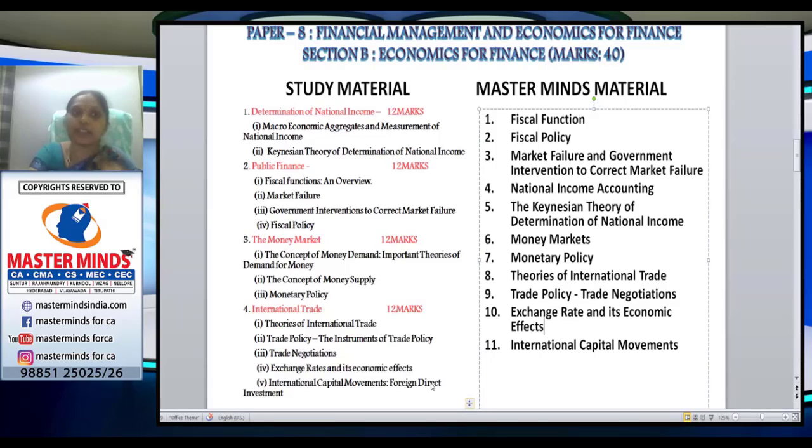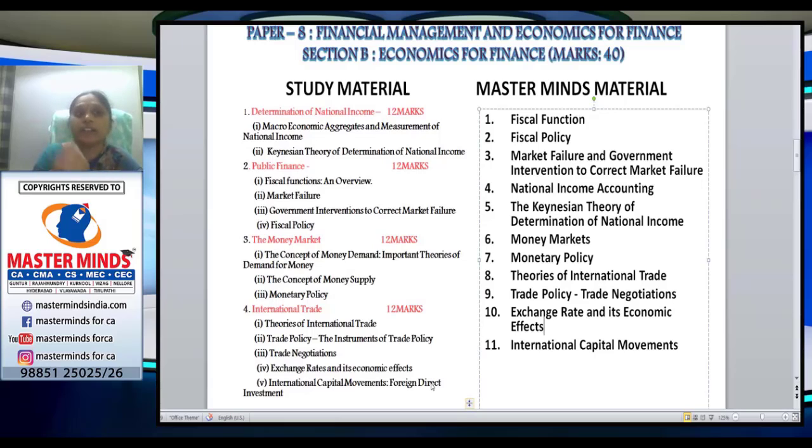That's it. The first chapter in our board material is determination of national income, which includes national income and the Keynesian theories. These 2 chapters we have titled in our masterminds material as the fourth chapter, national income accounting. That is, in the study material you have macroeconomic aggregates and measurement of national income, but we titled this chapter in our masterminds material as national income accounting. So you might have understood.